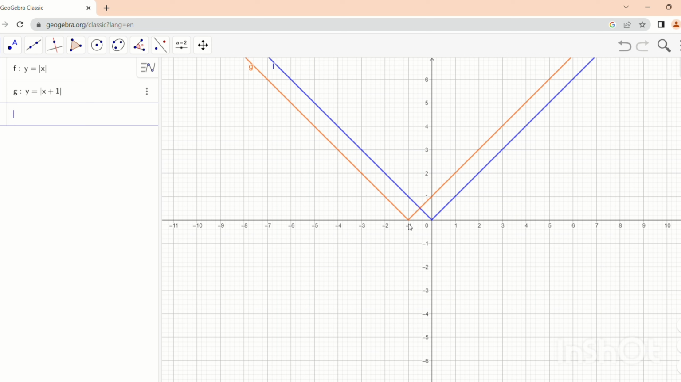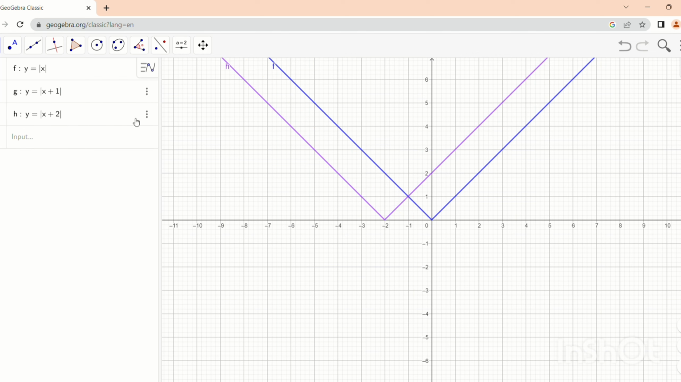So now type y equals absolute value of x plus 1. You can see the graph gets shifted 1 unit to the left. Let us type y equals absolute value of x plus 2. What happens here? The graph is shifted 2 units to the left.